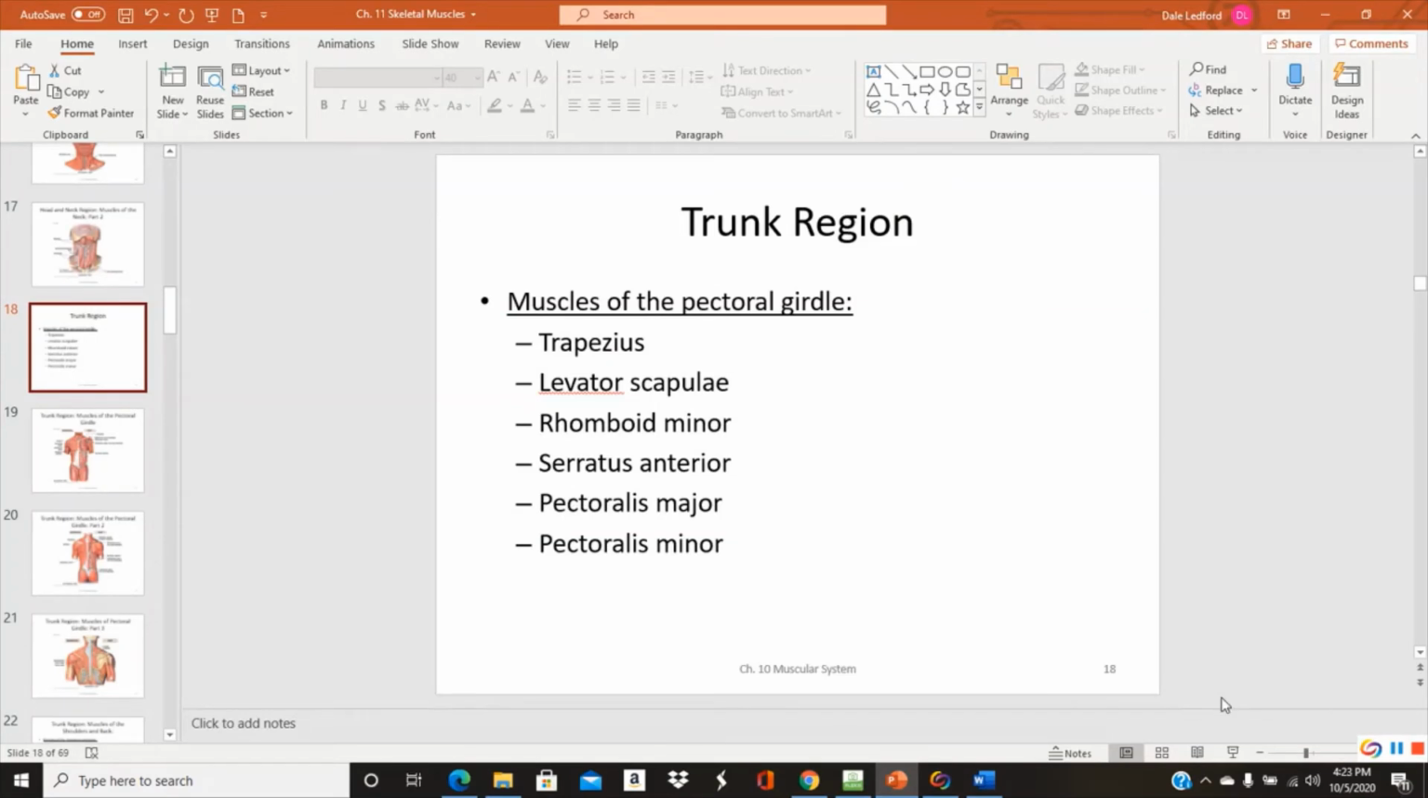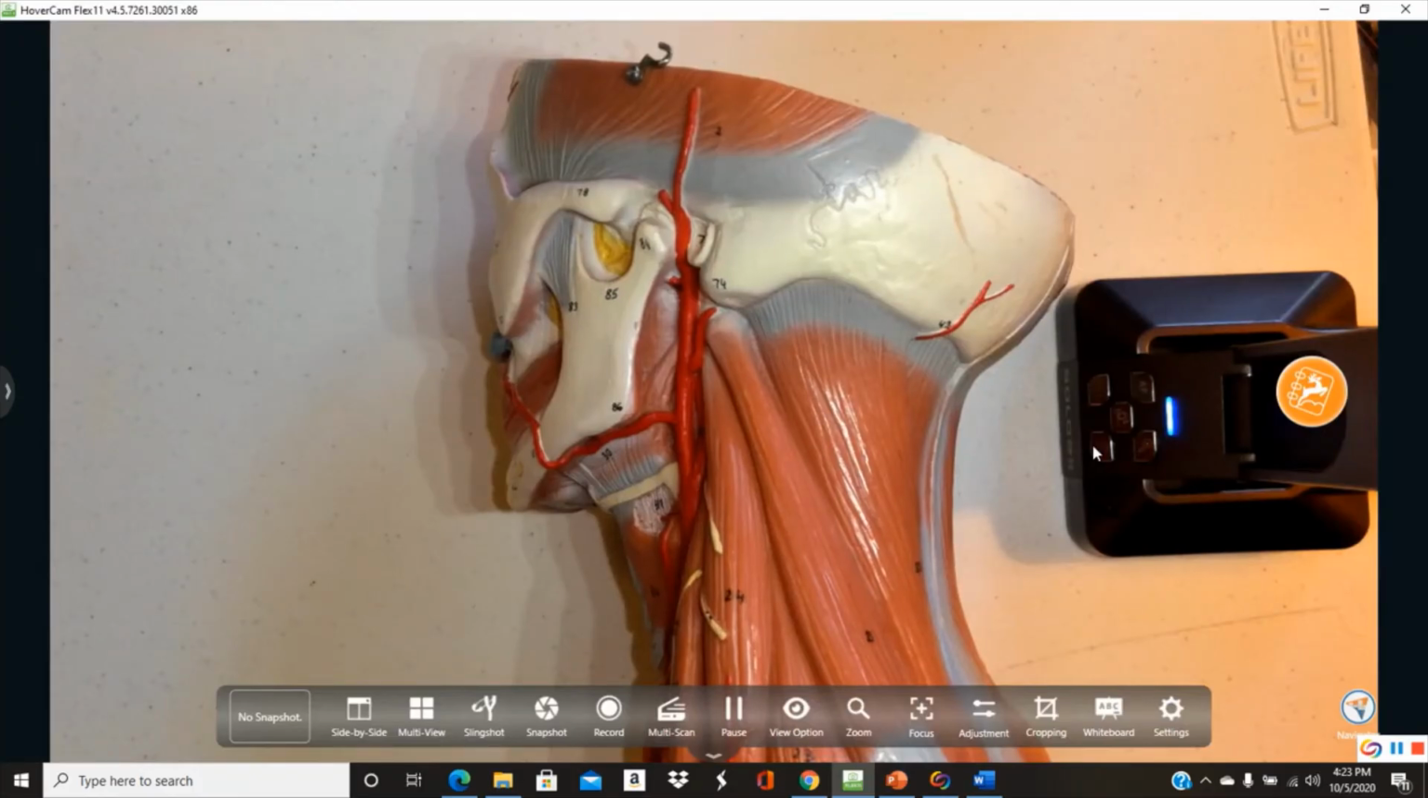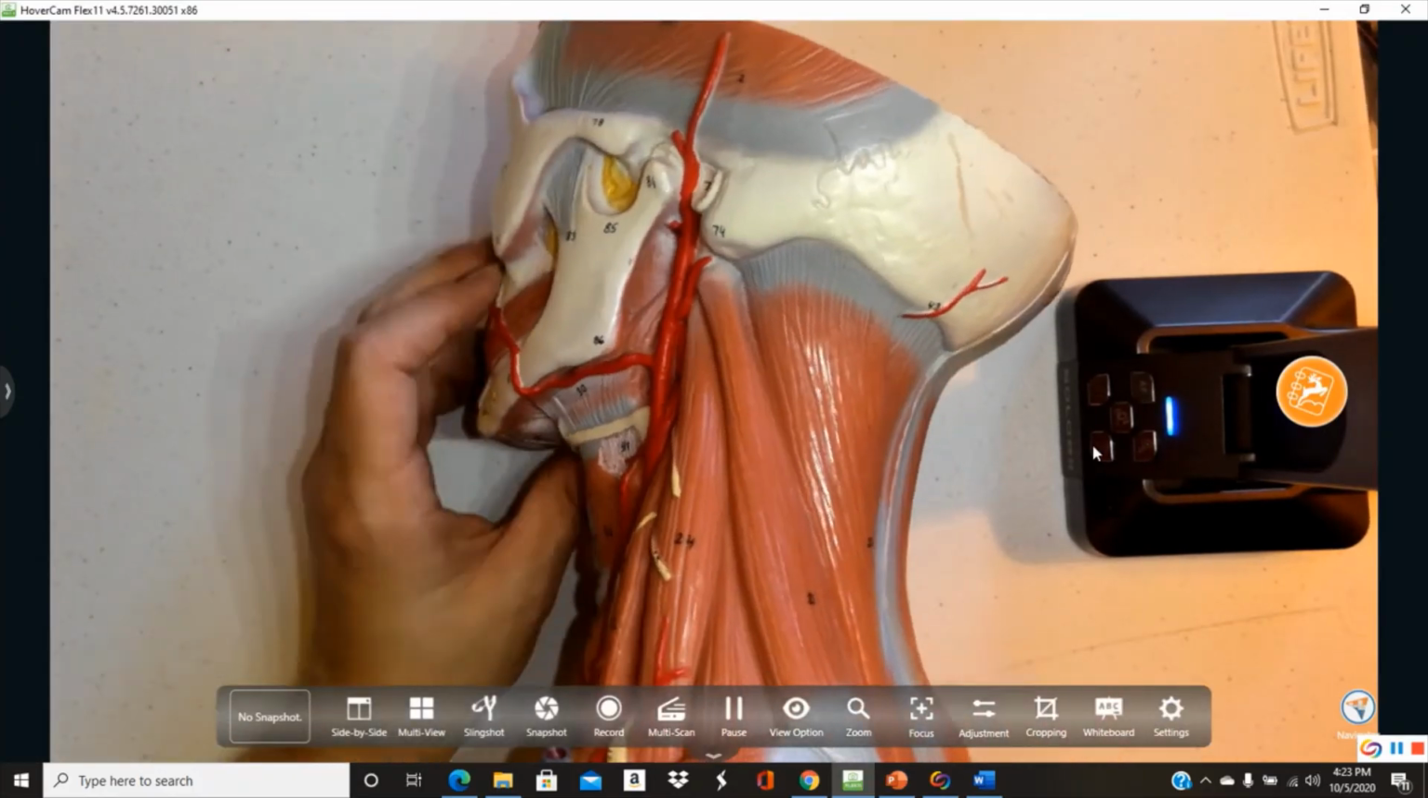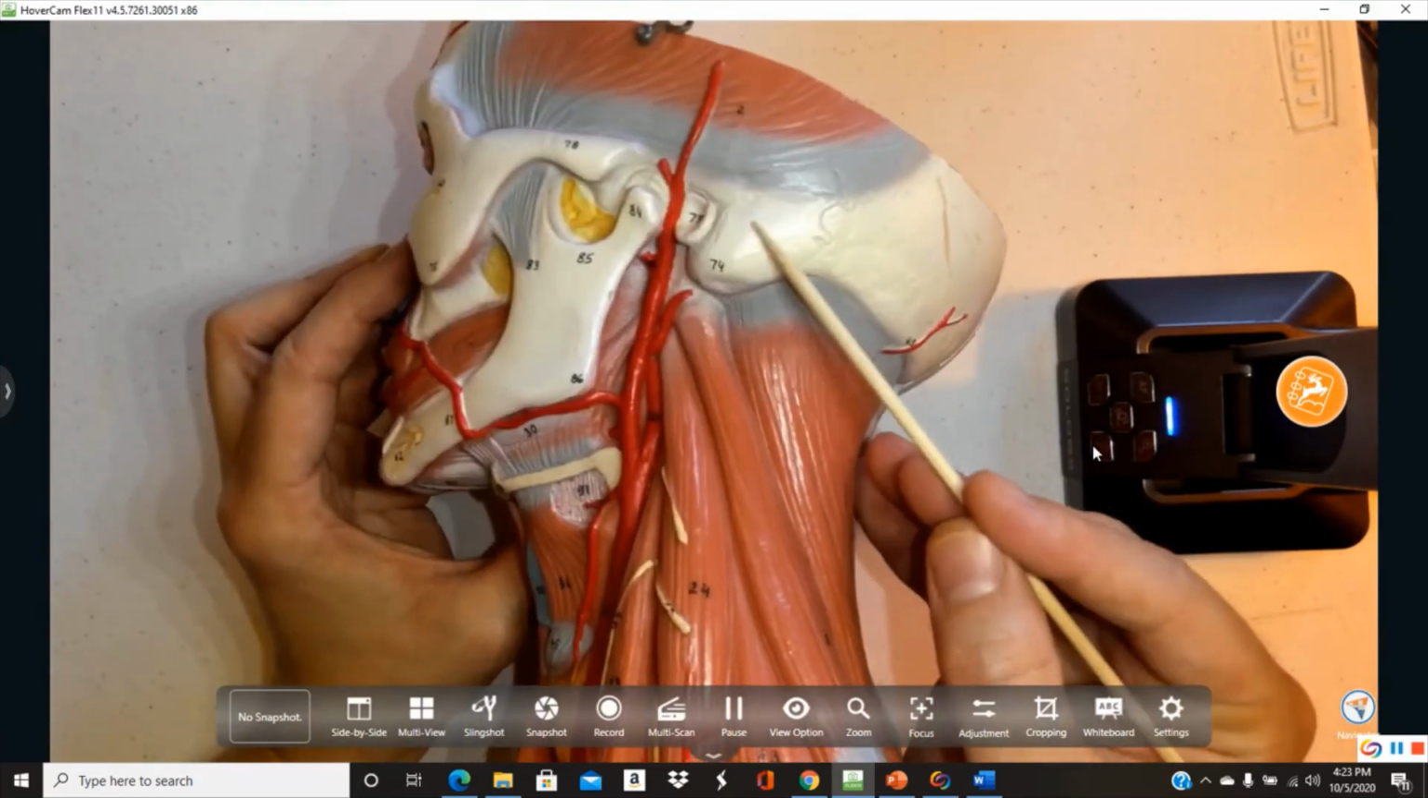Levator scapulae. Now, the best place to see levator scapulae will be on my head and neck model. So let's get this guy here and look at him, levator scapulae. To find levator scapulae, find the mastoid process on this side of the model.